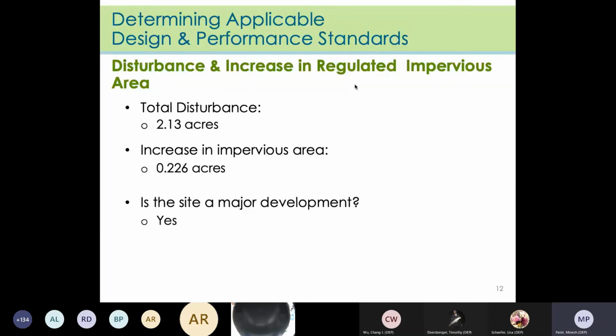So based on the information that they had given us through the designs and reports, we understand the total disturbance is at 2.13 acres. So the increase in impervious areas is going to be slightly less than a quarter acre, as we discussed earlier. The local SCO states that to be considered a major development, it either has to disturb an acre or more of land or create a quarter acre or more of impervious surface. The project is going to meet that 1 acre or more of land disturbance condition and is therefore going to be considered a major development, even though it's not going to create more than a quarter acre of impervious surface.